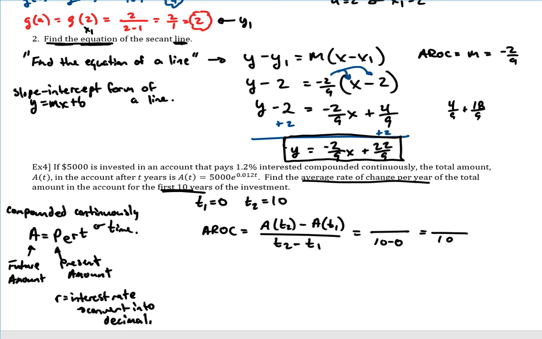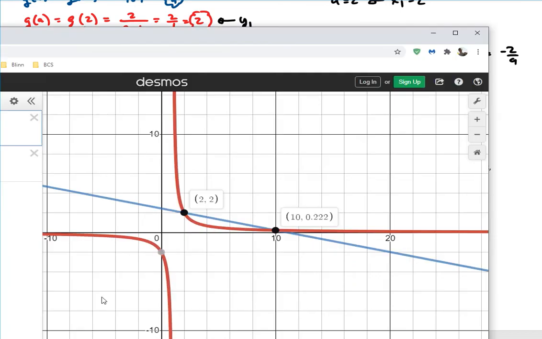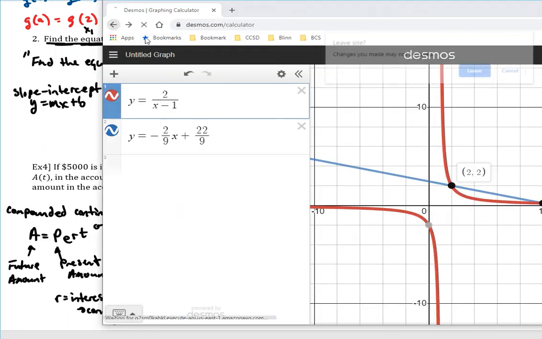And then just like the other one, the average rate of change is pretty procedural. We say, all right, I need to find A of 10. So A of T2 is finding A of 10, which is 5,000 e to the 0.012 times 10. Okay, so this is going to need a calculator. Let me get that going.